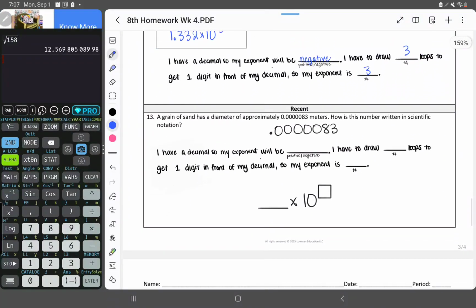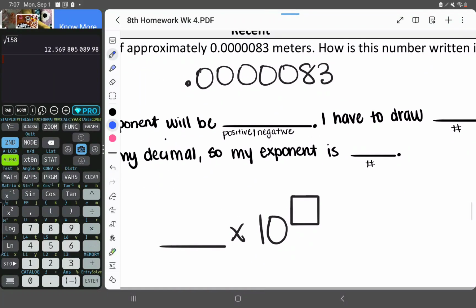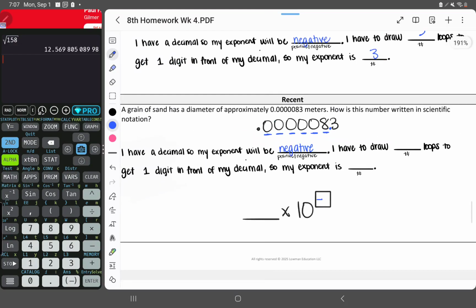All right, this one says a grain of sand has a diameter of approximately 0.0000083 meters. How is this number written in scientific notation? So we have a decimal, so is our exponent going to be positive or negative? Negative. And then we need to figure out how many loops we have to draw. So we have to draw 1, 2, 3, 4, 5, and we can't stop here because that would put my decimal here. So we have to go one more place, 6, to make it into 8.3.